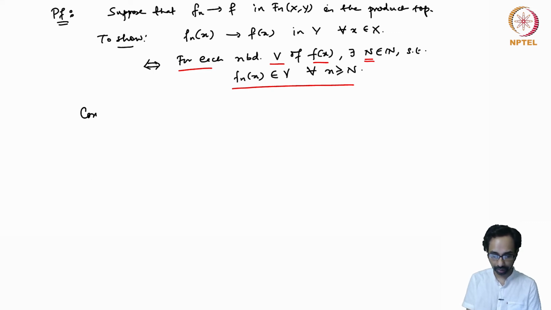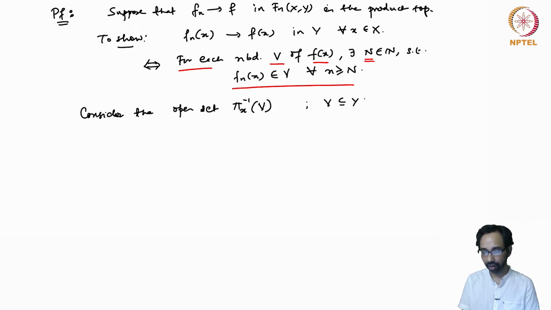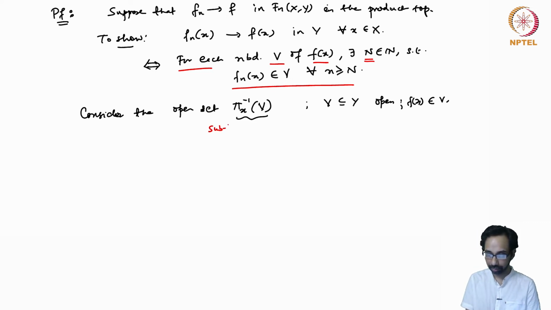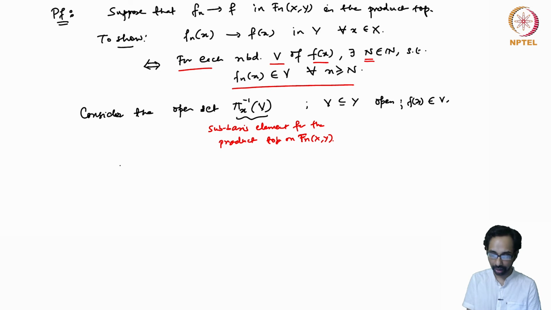Now consider the open set pi_x inverse of V. Remember that V is open in Y and contains f(x), and we consider the open set pi_x inverse V. This is open because it is one of the sub basis elements for the product topology on Fn(X,Y), and here pi_x is, if you want, the coordinate projection map.